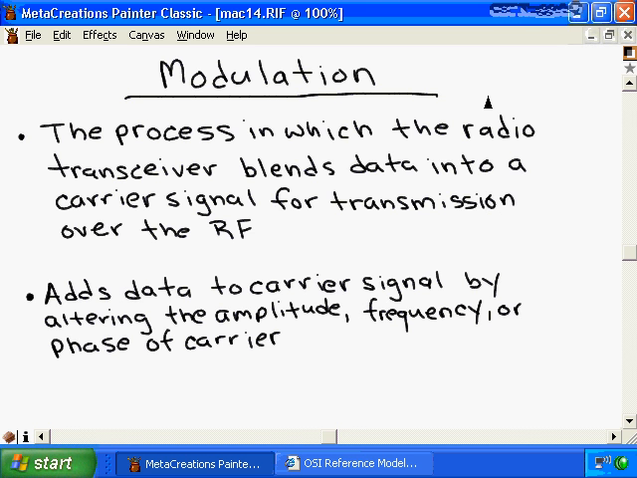A bit is a binary digit, and a bit can be represented either as a 1 or a 0. So at the modulation process, we're basically preparing the data to be sent digitally over the wireless medium.